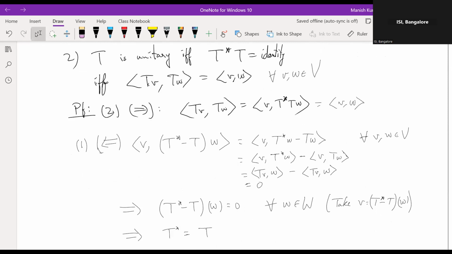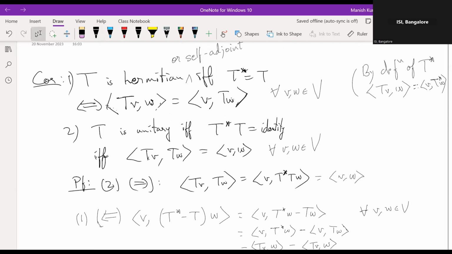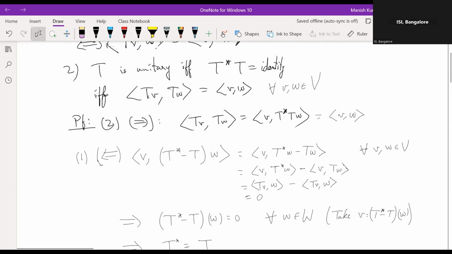And remember, T star minus T is again a linear operator, and we want to show that this linear operator is 0. So you look at this. It's additive in the second coordinate; actually it's linear in the second coordinate. Additive is good enough for us in this case. And this becomes V comma T star W minus V comma TW.